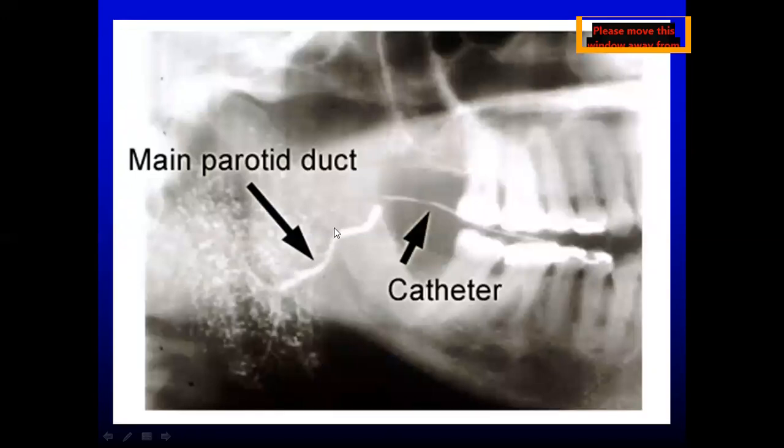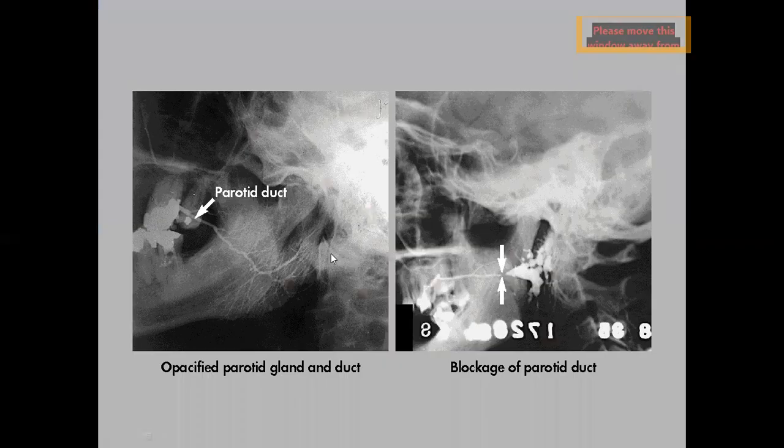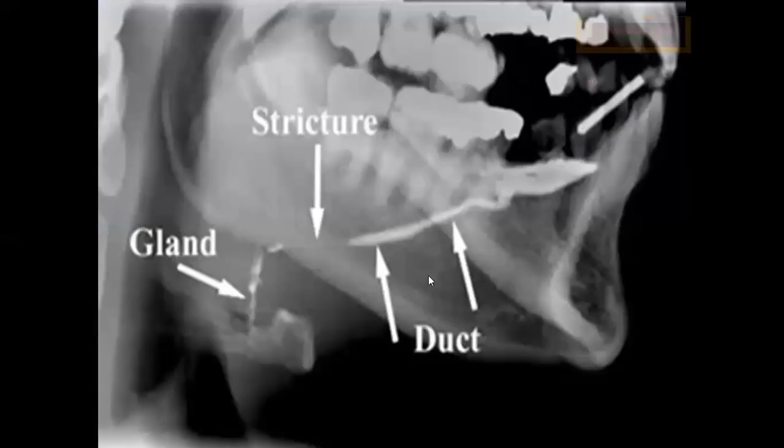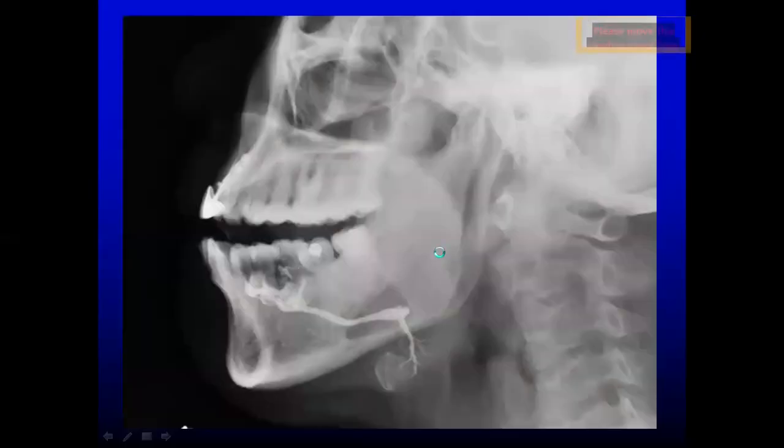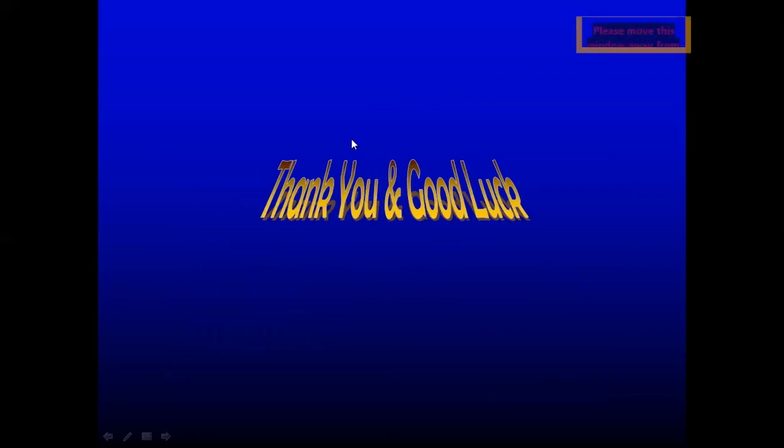When you use a radio-opaque dye in salivography, we are able to visualize the ducts. The main parotid duct may be opacified. Sometimes there may be stones, blockage. That is sialolithiasis, the formation of stone in the parotid duct.